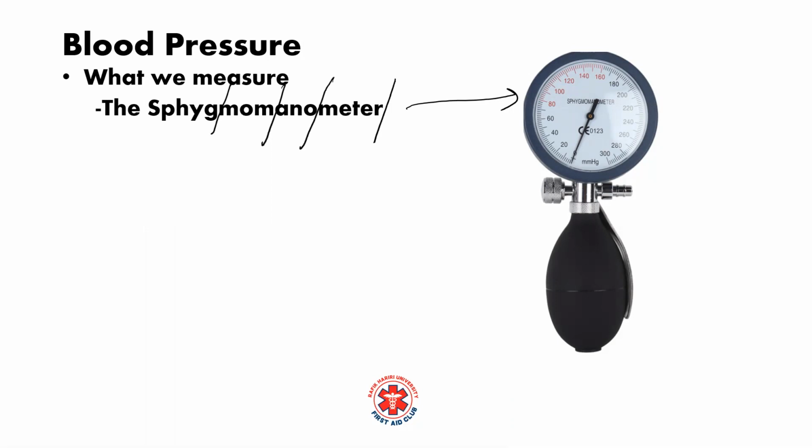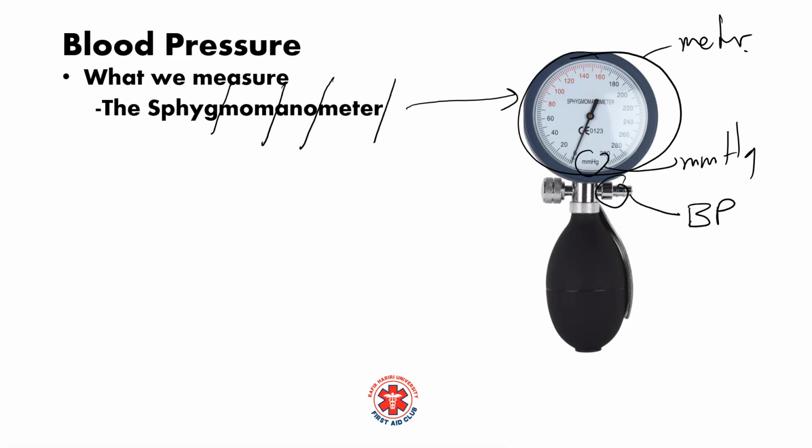Sphygmomanometer has several parts in it. Let us get to know each other now. We have the meter, millimeters of mercury. We have, this goes to the BP cuff that we put around our arm. Screw valve. We have the bulb.